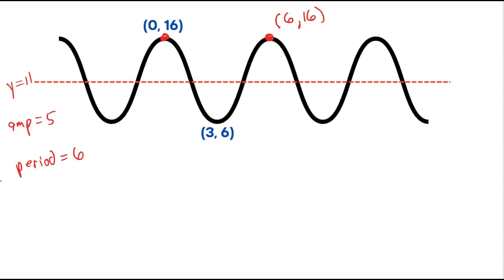Okay, so if you think about it, from a min to a max, that's half of your period when you're talking about a sinusoidal. So a sinusoidal function, max to max or min to min, consecutive maxes, consecutive mins, that's your period length.